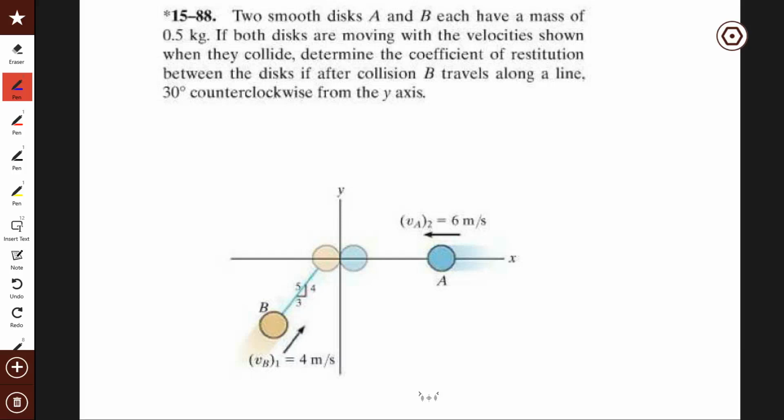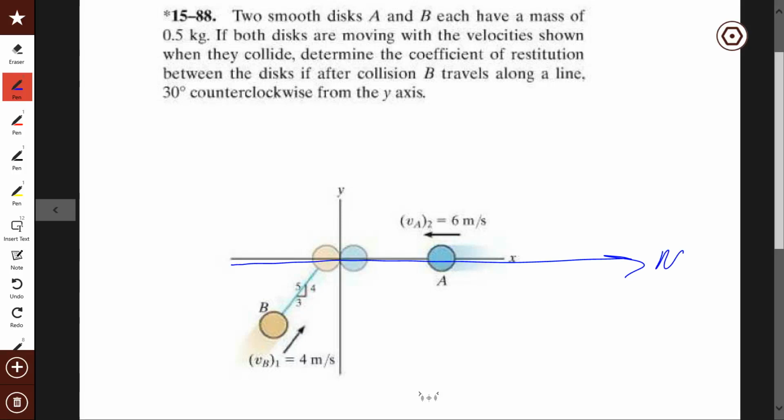What are you going to do about that? You're going to take the two bodies together. Now, these are two guys colliding. Where's the normal direction? It's right here. Here's the normal. Where's the plane direction? Okay? So what are you going to do?